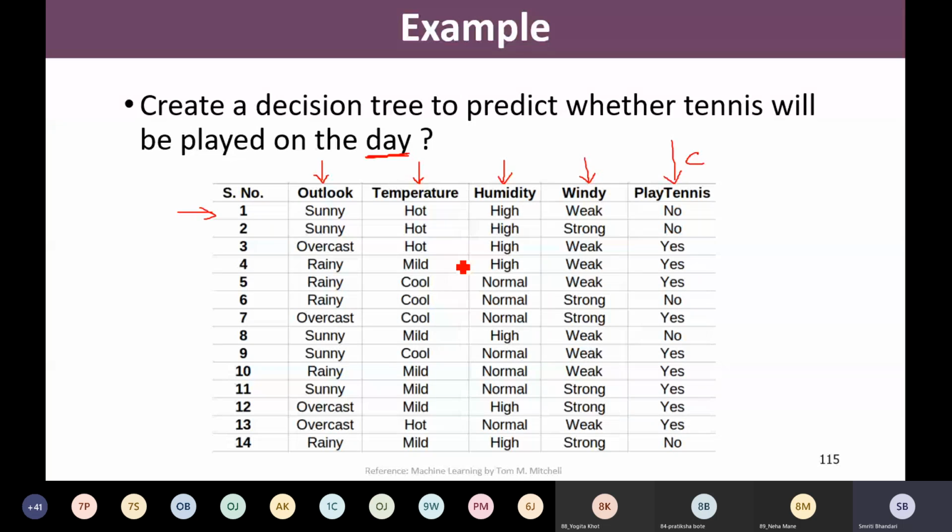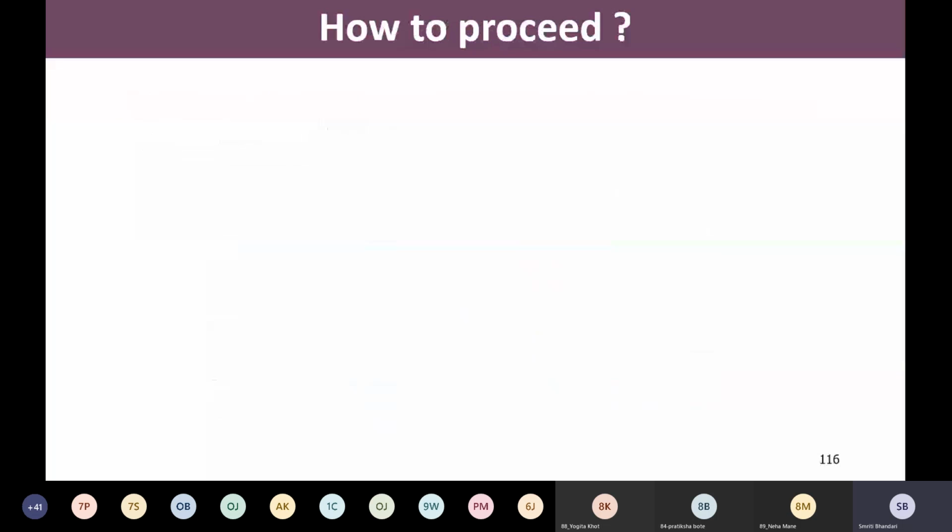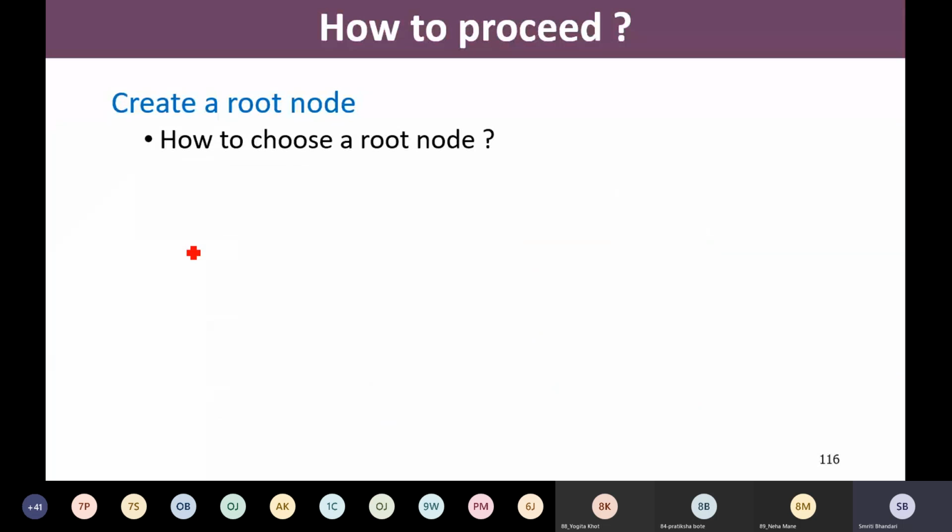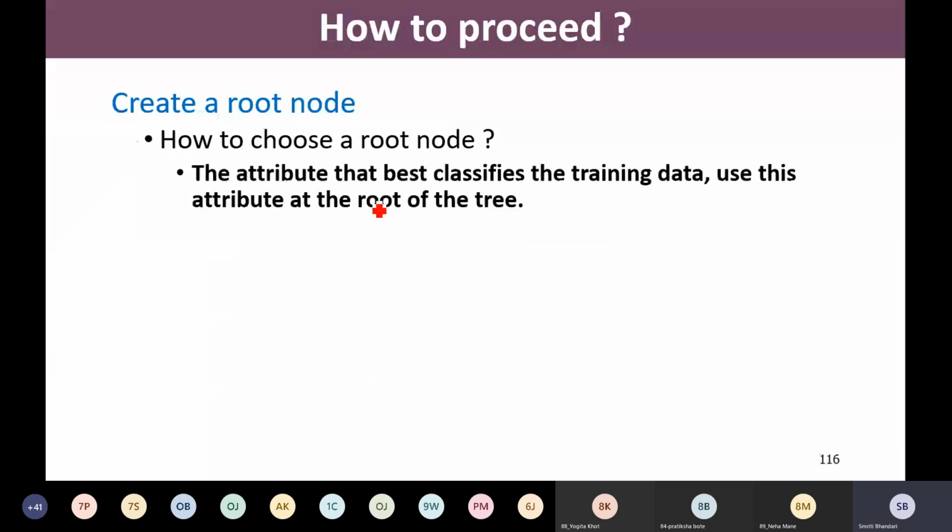In reality, we may have n number of features, and we need to apply some criteria to select our root node, right? So we should have some criteria. So how to choose the root node? The attribute that best classifies the training data should be picked up as the root node.